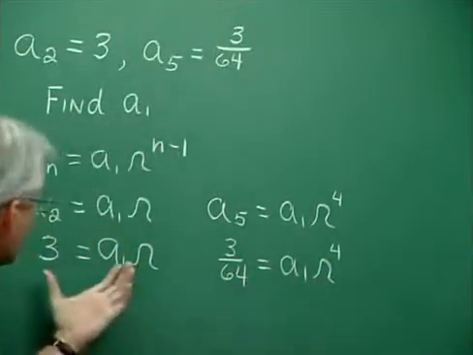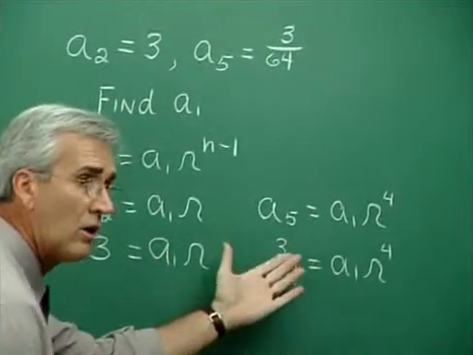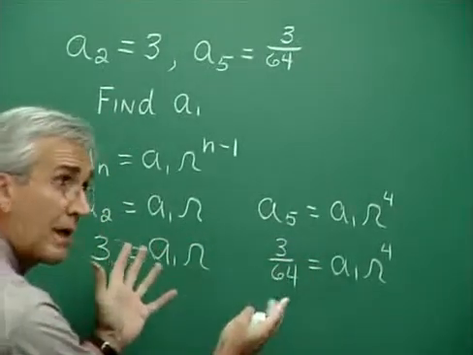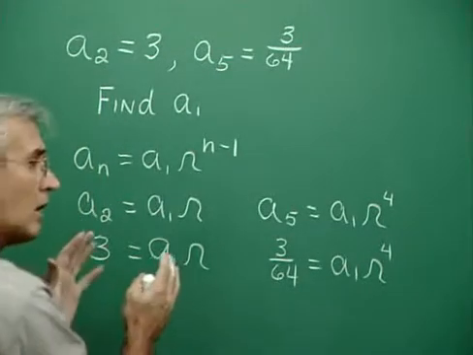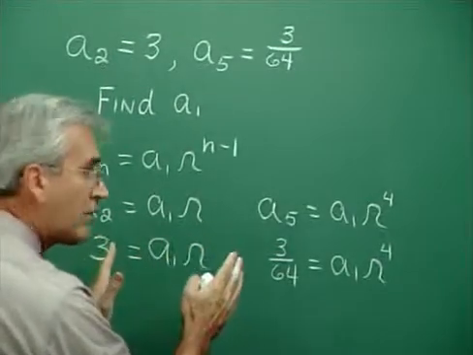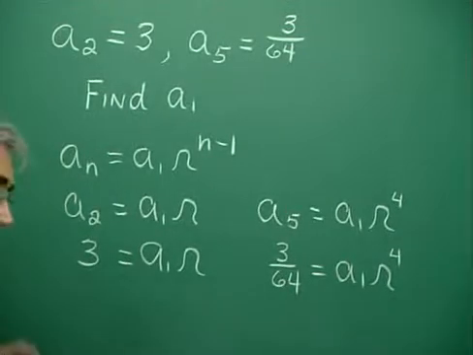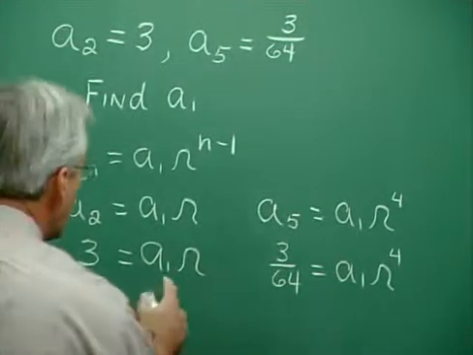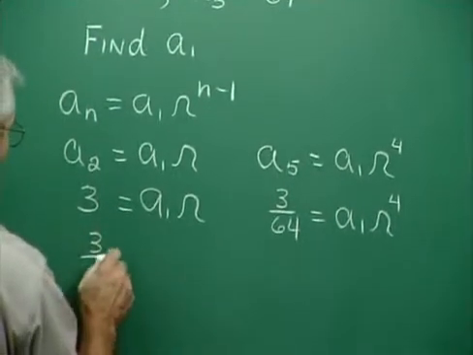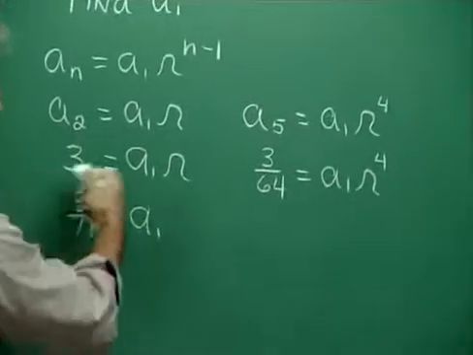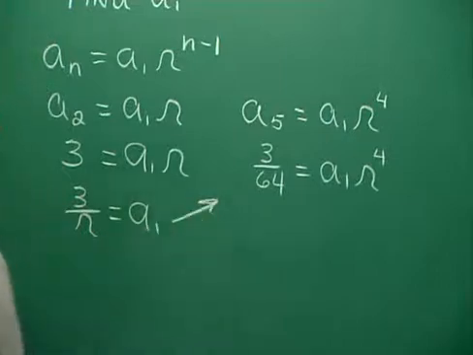We have a couple of equations here involving a couple of unknowns, the a sub 1 and the r. So 2 equations and 2 unknowns, we ought to be able to solve this system of equations. And we can do that by finding or solving for one letter in one equation and putting the information into the other equation. That's by substitution. So it's pretty easy here to solve for a sub 1. If I do that, I get 3 over r equals a sub 1. Notice I'm just dividing on both sides by r.